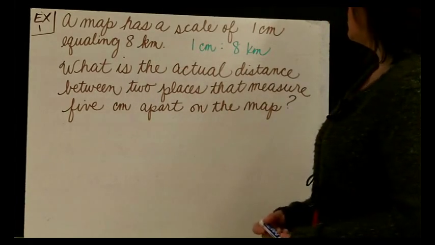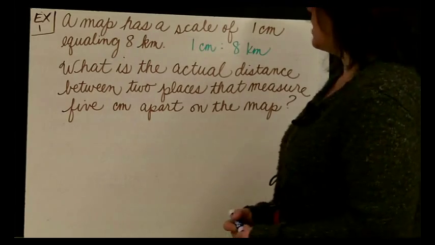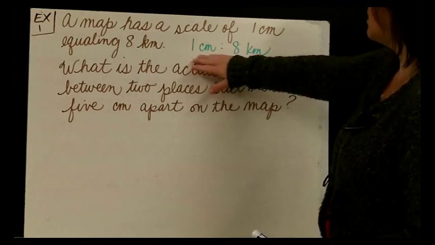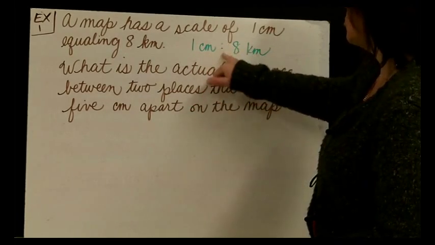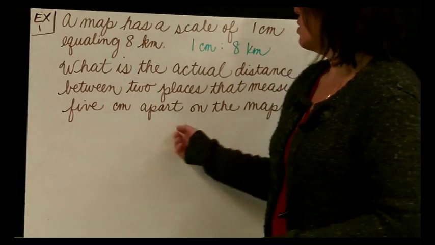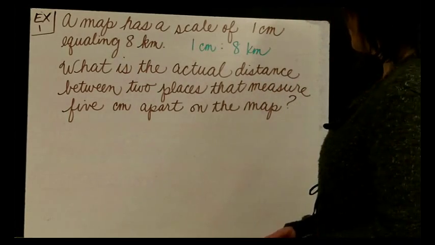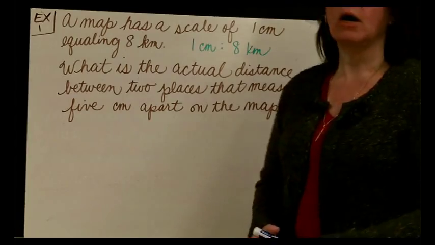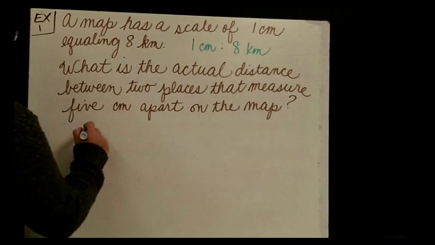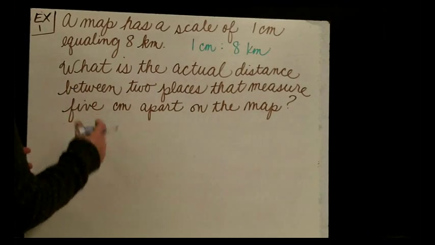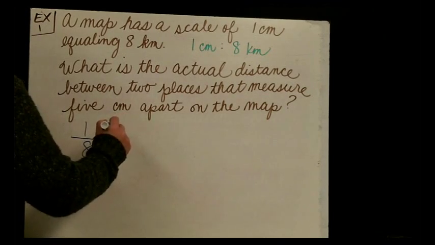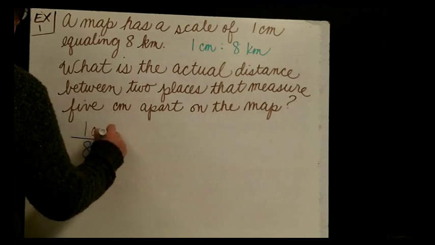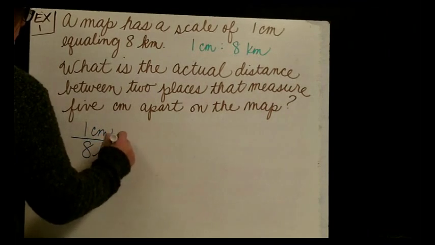This says that a map has a scale of 1 centimeter equaling 8 kilometers. So I just rewrote that scale in the first form that we saw on the previous board. We have 1 centimeter to 8 kilometers. What is the actual distance between 2 places that measure 5 centimeters apart on the map? Well, since we're talking about ratios, we are going to take our scale and write it into a fraction, which is 1 to 8. And we have to remember our units, 1 centimeter to 8 kilometers.